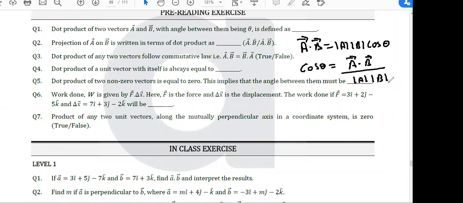Now, can you find mod of A and mod of B separately if a vector is given? Suppose you have a vector I cap plus J cap plus 2K cap. Jyoti, I just took this in the numerator and cross multiplied it. If we have 2x is equal to 5, then x is equal to 5 by 2, na? We just cross multiply it, so that's what I did.